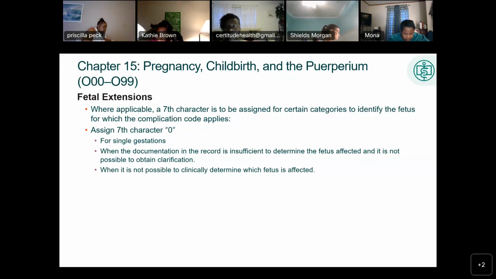I don't know that people are having 8 babies at one time anymore, like octomom was, but they probably had to create a new diagnosis code just for that situation, right? But the seventh character is going to be dependent on the number of gestations.